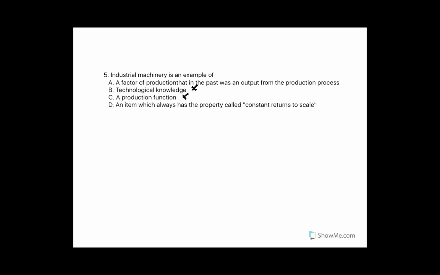An item which has always had the property called constant returns to scale. So we don't know if industrial machinery has this property of constant returns to scale, right? We assume that a production function does, whereas if I scale up the input, so I double the amount of labor that I have, say, and double the amount of capital that I put in, or whatever your inputs are, you'll double the output. So yeah, the production function has this property called constant returns to scale, but not necessarily machinery, right? So that leaves us with A being the right answer, and the machinery is used to produce other goods. So that's just the way that in this particular question they decided to describe this thing.